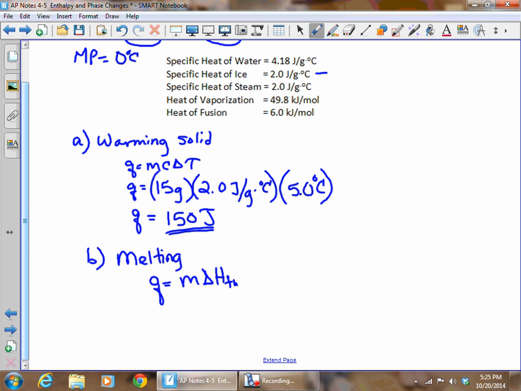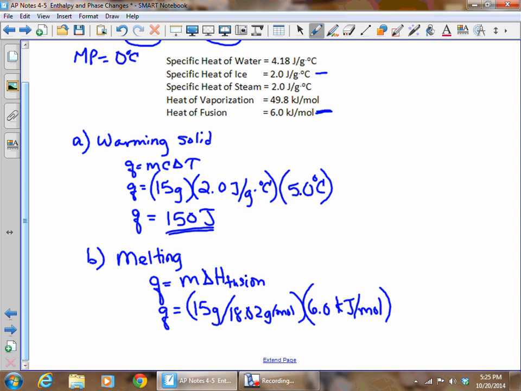And this is the heat of fusion for melting. And notice our heat of fusion is given to us in kilojoules per mole. So what are we going to have to do with that 15 grams of water? We're going to need to change it to moles first. So Q is equal to 15 grams divided by 18.02 grams per mole, the molar mass of water. That's going to give us moles. And our heat of fusion we saw was 6.0 kilojoules per mole, which is going to give us our next value of 5 kilojoules.